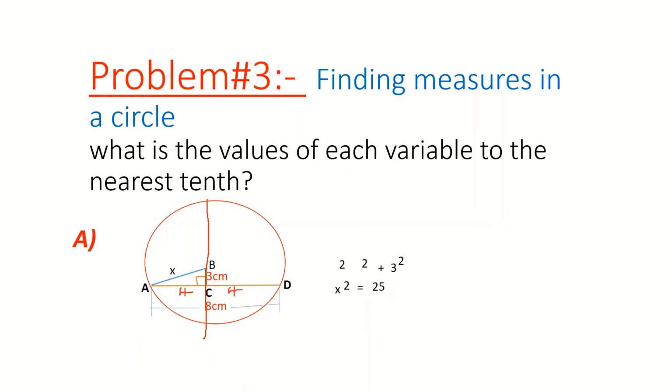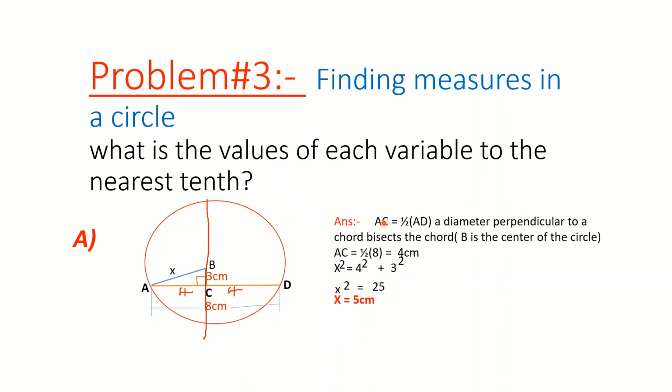So look at this triangle. It's a right angle triangle. The legs are 3 and 4, and the hypotenuse is x. So you can use the Pythagorean theorem to solve for x. AC is half of AD, that is 4. So x squared is equal to 4 squared plus 3 squared. x squared is equal to 25. Just taking the square root of 25, x will be 5 centimeter.